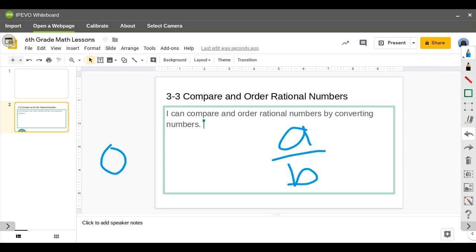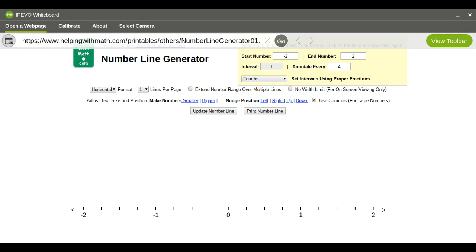So our rational numbers are going to be decimals. So I could have this, which is considered a rational number. 1/2 would be considered a rational number. -3 would be a rational number because I could write it over 1. So we're going to be working on comparing and converting rational numbers. We take a look at how we can compare and order rational numbers.